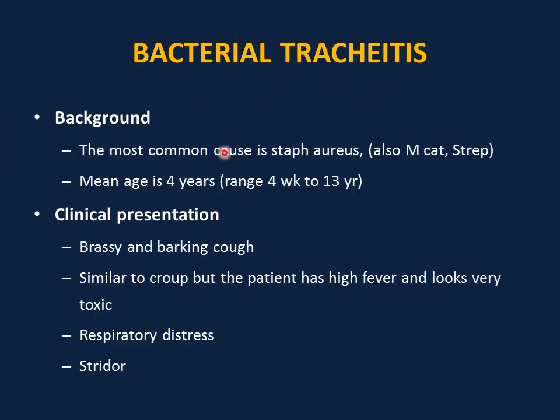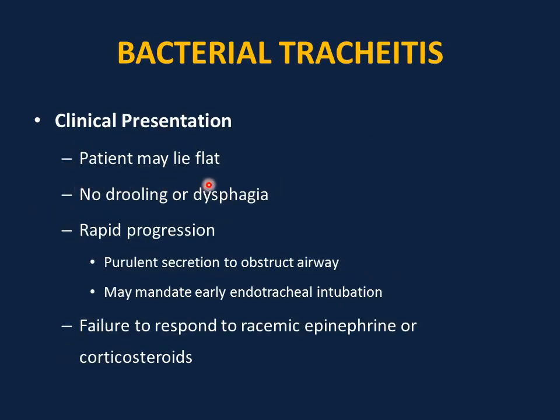Bacterial tracheitis: the most common cause is Staph aureus. Moraxella catarrhalis can also cause it, and Streptococcus. The mean age is about 4 years. The clinical presentation is very similar to croup, with brassy and barking cough, but children with bacterial tracheitis look more toxic, have high fever, and do not respond to treatment of croup. Respiratory distress and stridor. Patients with bacterial tracheitis may lay flat.